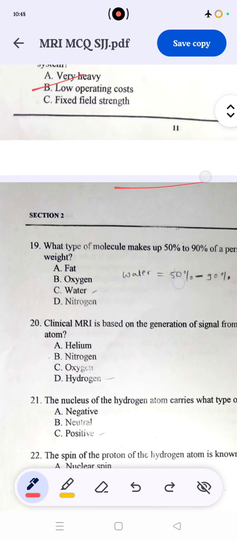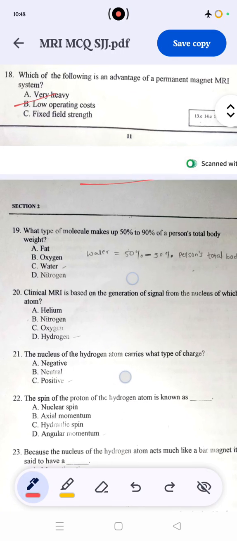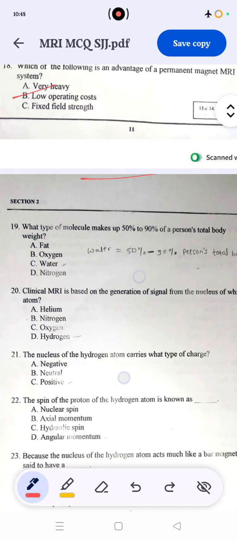Then which type of molecules makes up 50 to 90% of a person's total body weight? Water, fat, oxygen, or nitrogen. The correct answer is water. That's why the proton is taken into consideration in MRI.